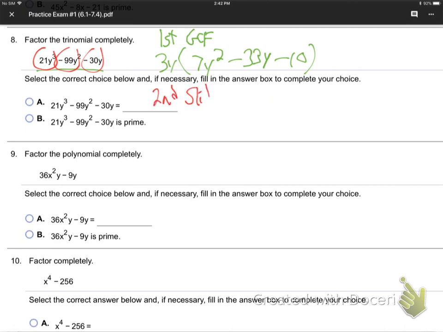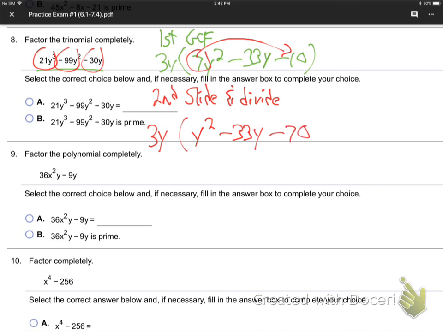Okay, next step, I'm going to have to slide and divide. Because we have a number in the front. So slide that to the back. We'll leave the 3y in the front. And we have y squared minus 33y minus 70. 7 times 10, 70. Then we're going to do the diamond. What multiplies to be minus 70? Adds to be minus 33.